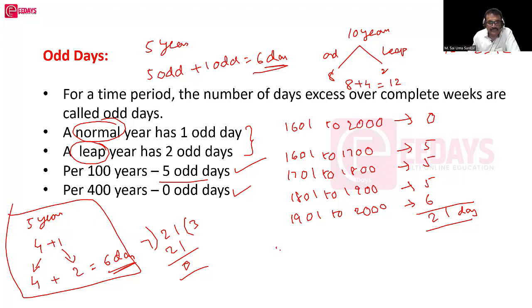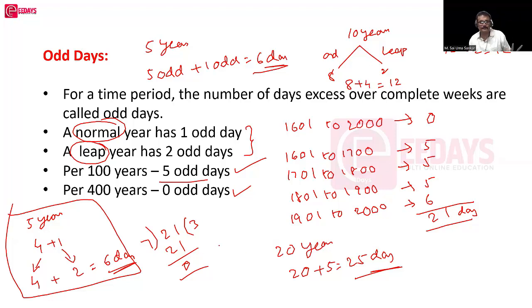Suppose 20 years are there. How many odd days for 20 years? It's a very simple concept. Just add 20, and if you divide this 20 with 4, what is the quotient? That is equal to 5. So that is equal to 5 odd days. That's it. Okay, this concept is very simple.